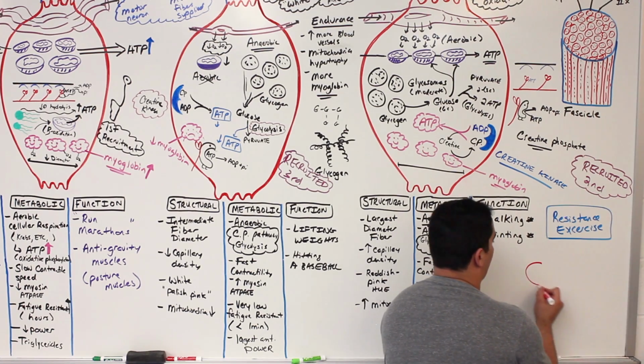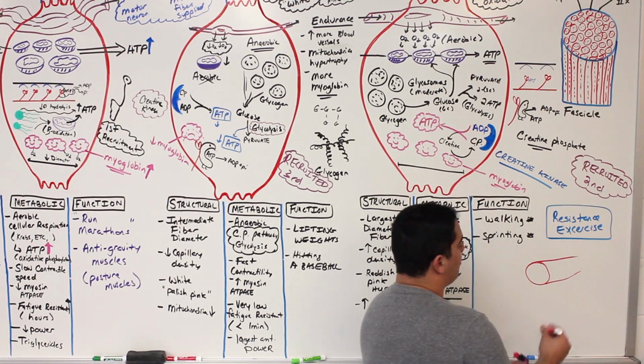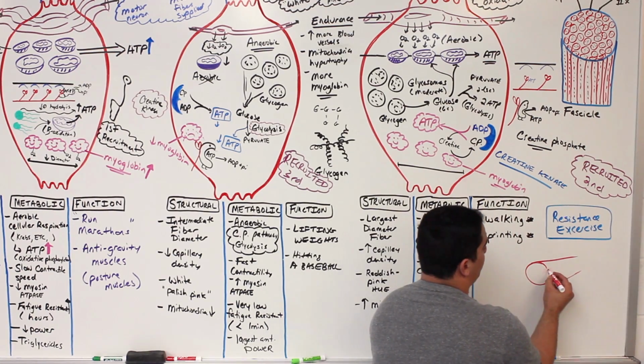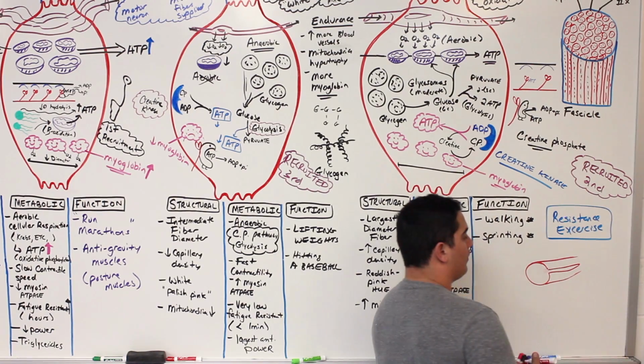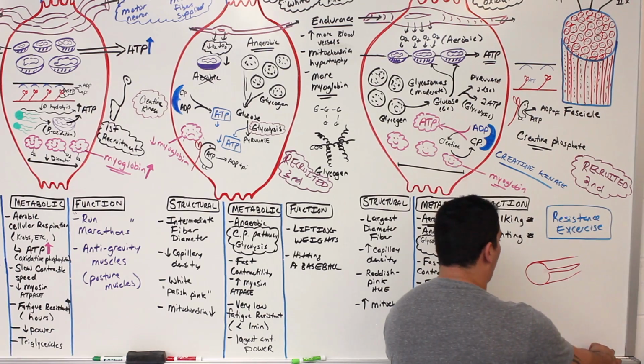Let's say here I have a muscle fiber. I'm looking at it like this, right? Let's say here's this muscle fiber. And what can happen is I can split this muscle fiber longitudinally from excessive amounts of weight load. When it splits, something really crazy happens.